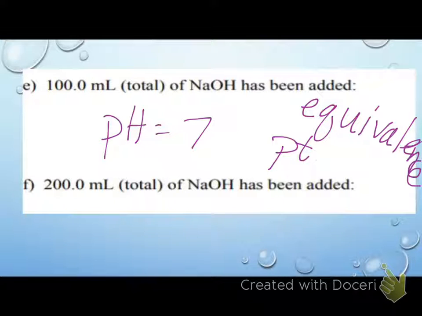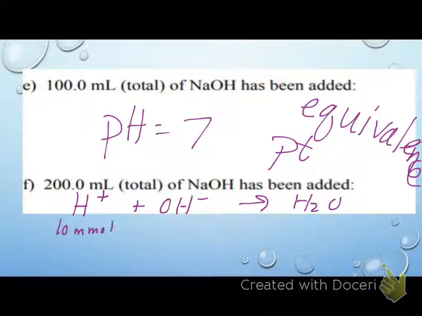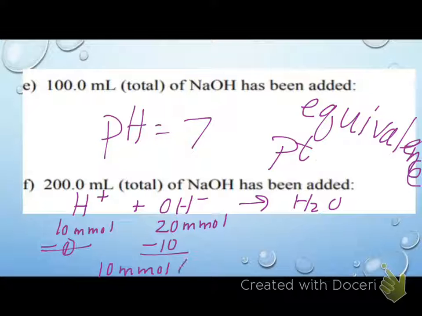But let's go back and put our rice table in there so it makes sense again. We have our OH, and then we have our water. This time we have 10 millimoles, but we've added 20 millimoles total. The acid is going to be zero because we'll run out, so we're going to have 10 millimoles of hydroxide left over. Right? Okay.